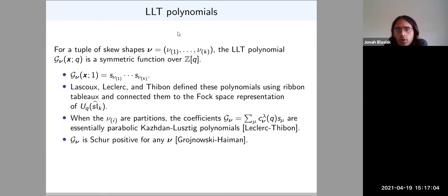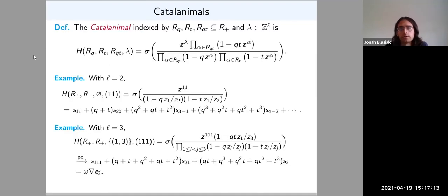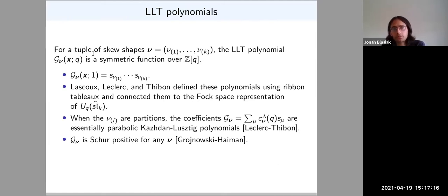Okay, so now I want to give an overview of LLT polynomials in order to define a special kettle animal related to LLT polynomials. Okay, so these are defined for any tuple of skew shapes, nu 1 up to nu k. We denote it by this G nu. They're symmetric functions in a single parameter q. When we specialize q to 1, we just get the product of the Schur functions corresponding to these skew shapes. These were first defined by Lascoux, Leclerc, and Thibon in terms of ribbon tableaux and related to the representation theory of U_q of sl_k hat.